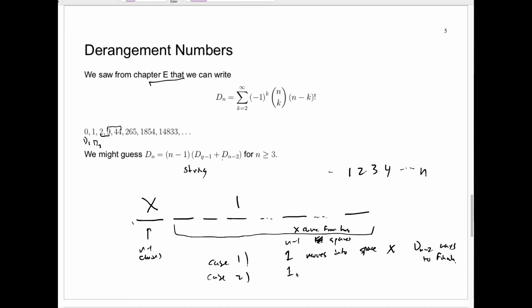Case 2 is that the 1 moves somewhere else. I claim now that there are going to be d sub n minus 1 ways in which I could do this. Why? Because look at all of the n minus 1 positions here. I want to know how many ways I can fill those n minus 1 positions with numbers from 1, 2, 3, up to x minus 1, and then x plus 1 up to n. This is the original string missing x.